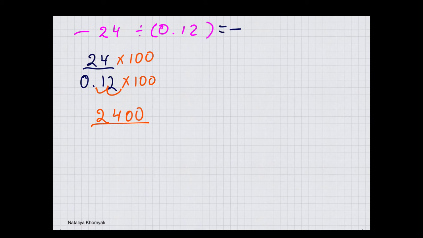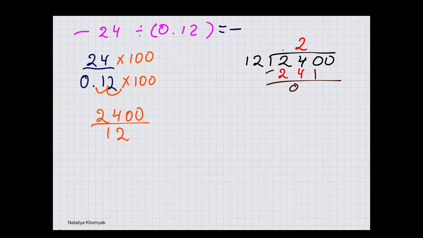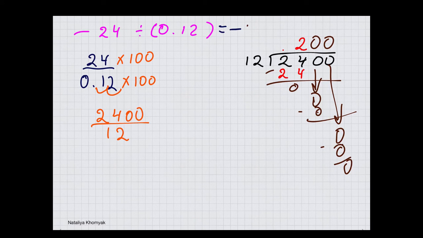2400 divided by 12. So we have 12 into 2400. 12 will not go into 2. 12 will go into 24 two times. 2 times 12 is 24. Difference is 0. Drop this 0. 12 will go into this 0 0 times. 0 times 12 is 0. Drop this 0. 12 will go into this 0 0 times. 0 times 12, 0. So we have negative 200.